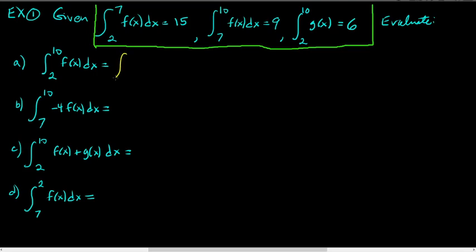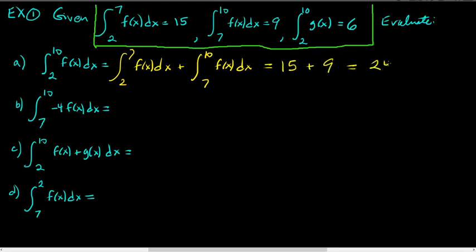If you're going from 2 to 7, you're getting part of the way there, right? And then you want to go from 7 to 10. And if you go from 2 to 7, then 7 to 10, you're going all the way from 2 to 10, right? So this is that additive interval property. So we know what the first integral is. That was given. That was 15. And then the second one is 9. So 15 plus 9 is 24. And that's the answer.